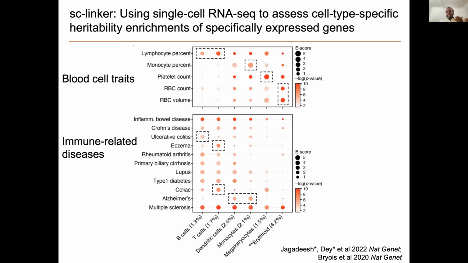And then we can actually extend this to an analysis of all the immune-related diseases, where we see that B cells, T cells, dendritic cells have a lot more signal for different immune-related diseases compared to something like erythroid, which doesn't have that much of a signal.